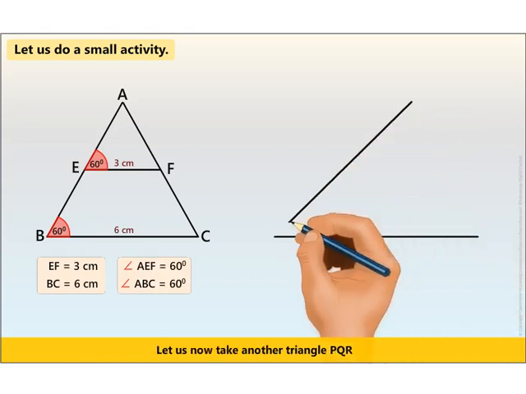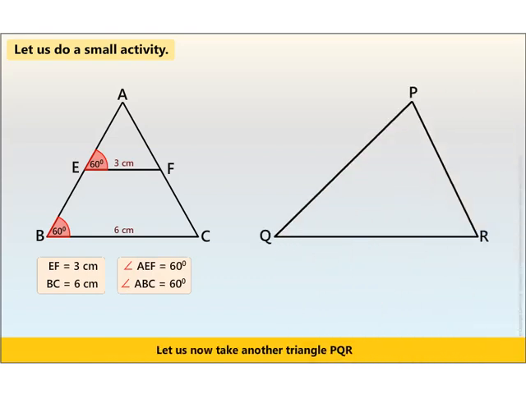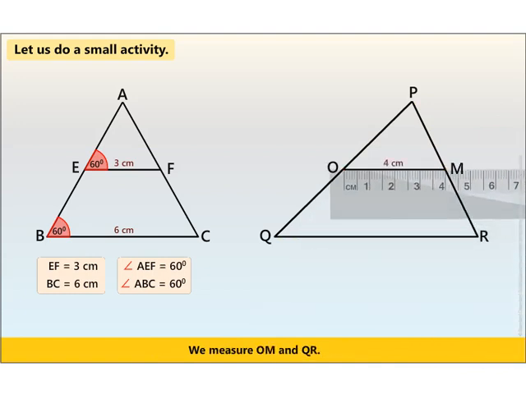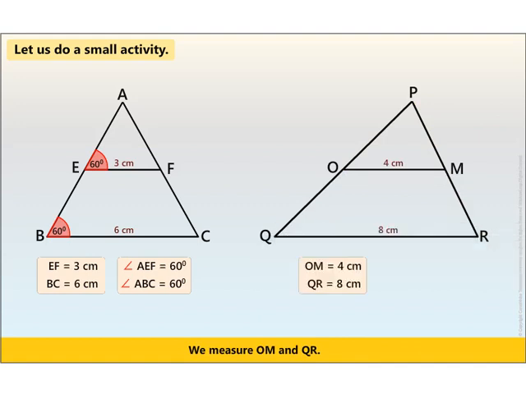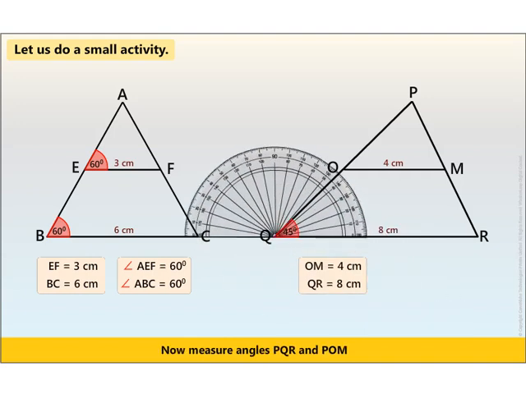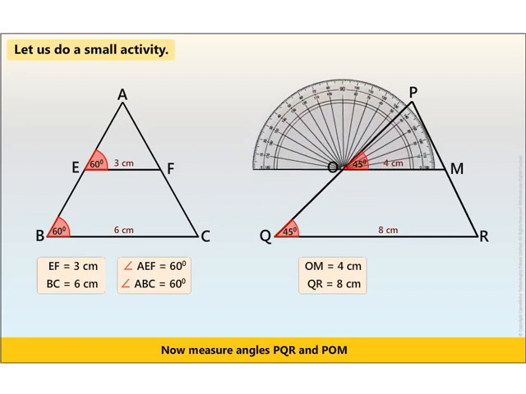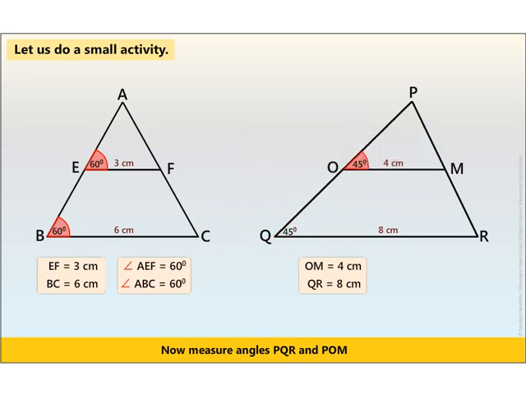Let us now take another triangle PQR. We join the two midpoints O and M. Now, we measure OM and QR. OM is equal to 4 centimeters. QR is equal to 8 centimeters. Now, measure angles PQR and POM. Angle PQR is equal to 45 degrees. Angle POM is equal to 45 degrees.